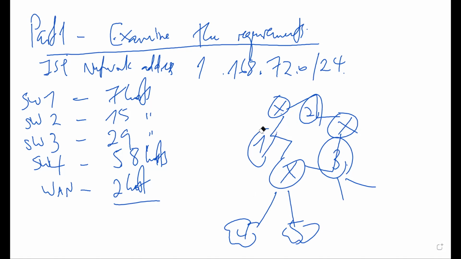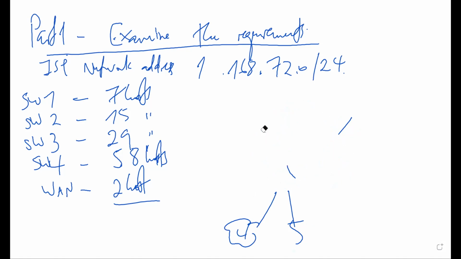Right. So done with the network requirements. These are the network requirements. So as a network engineer, you are given an IP address, 192.168.720/24. You are given a network address, sorry. Now your job is to assign IP addresses to all the devices.